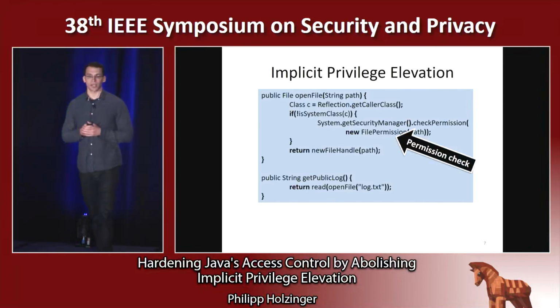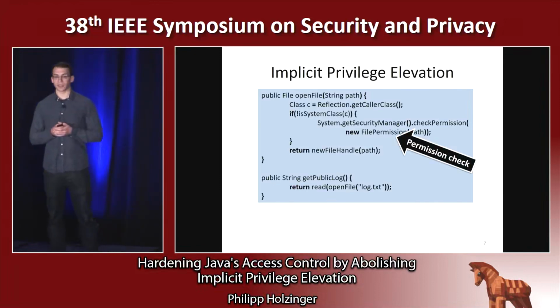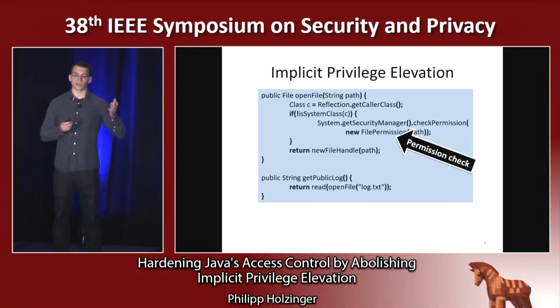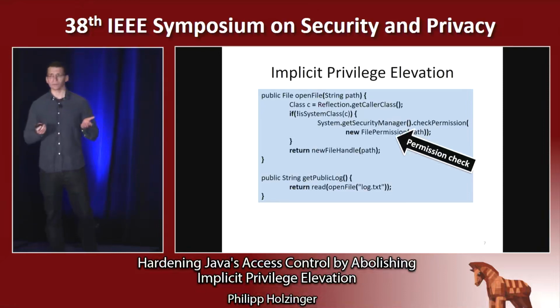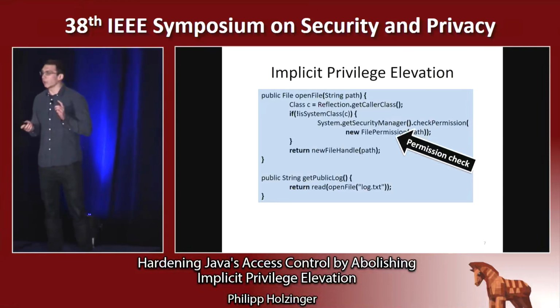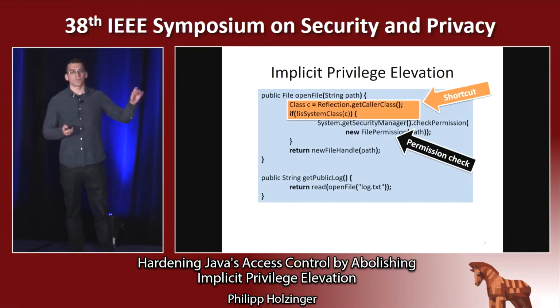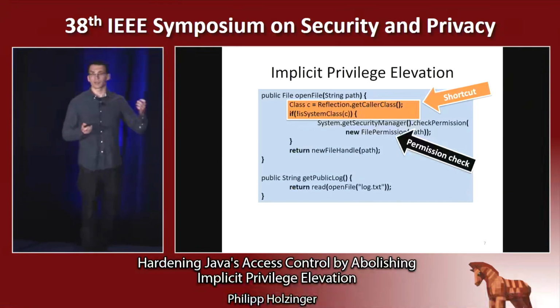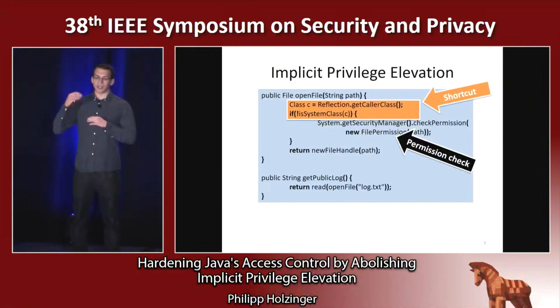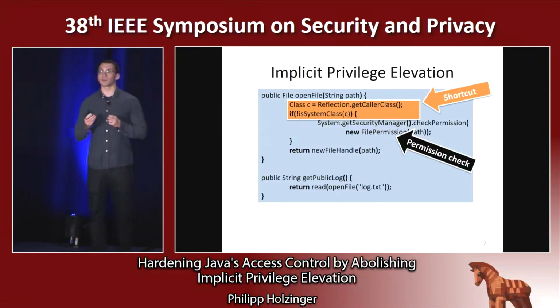And the permission check is simply executed by a call to System.getSecurityManager().checkPermission. What we also find, however, is this conditional here. And this is what we call a shortcut, because this conditional here guards the permission check. So under certain circumstances, the permission check will simply be skipped and not executed at all.